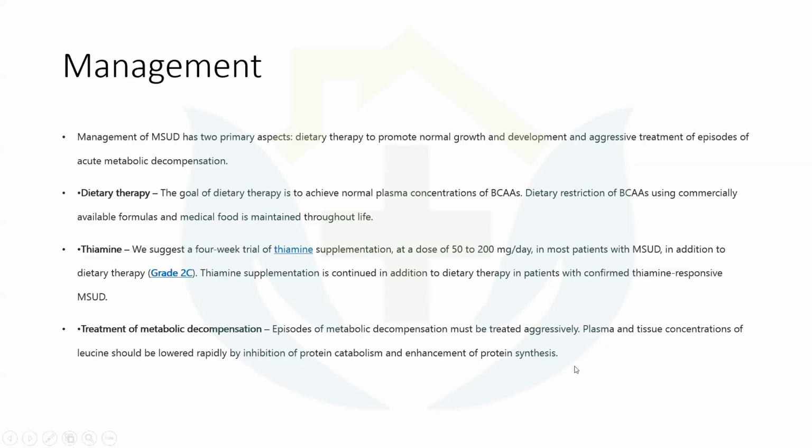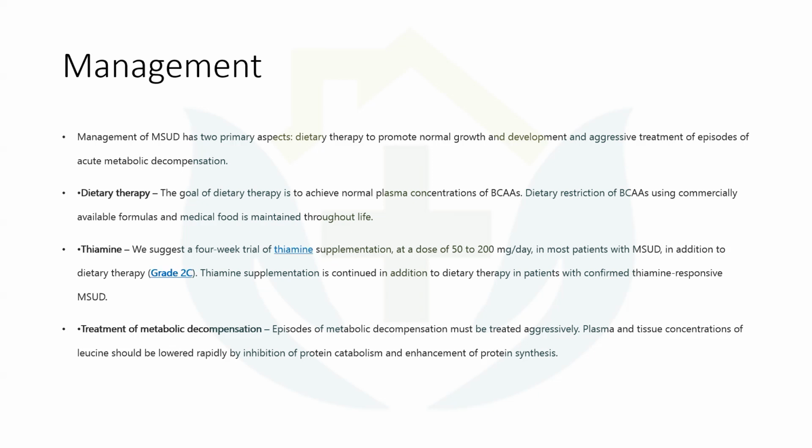Next slide. So management, nothing much is there. Basically, dietary restriction of the branched-chain amino acids has to be done, and there are several formula feeds that have to be given, which are medical foods. So it's a nutritional medical therapy, and it has to be maintained throughout life because this is an irreversible enzyme defect. There is nothing we can give as a supplement to change the enzyme to metabolize these amino acids.